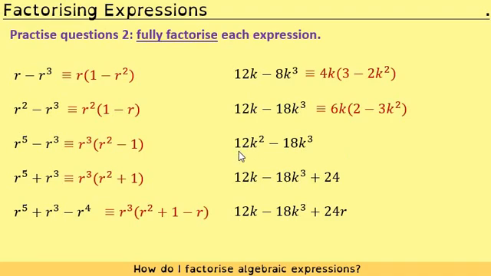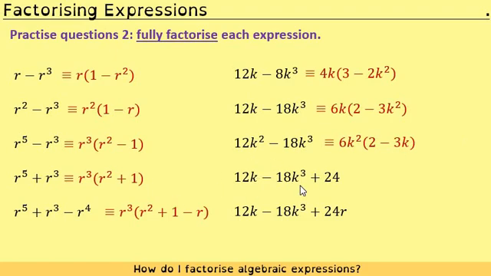If we look at the next one, we have 12k squared take away 18k cubed. So the greatest possible number we can take out is 6, and the greatest possible letter we could take out is k squared. So we'll take out 6k squared. Now when we take out 6k squared from the first term, that leaves us with just 2. And for the next term, if we take out 6k squared, that leaves us with 3k.